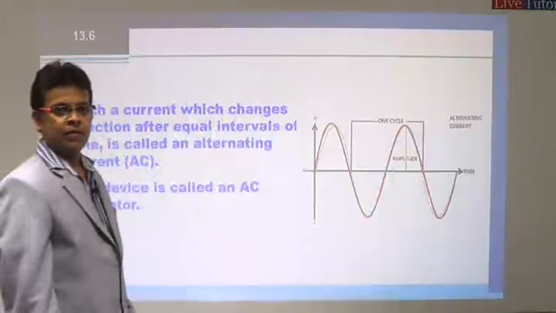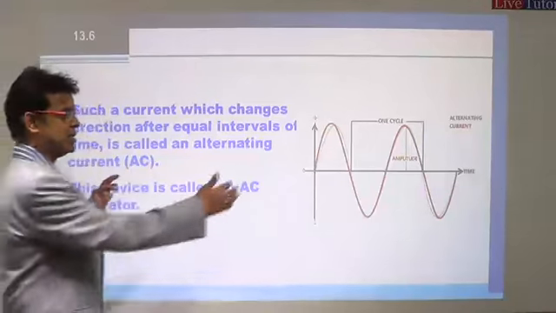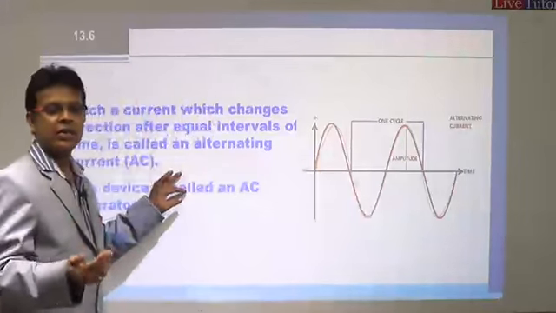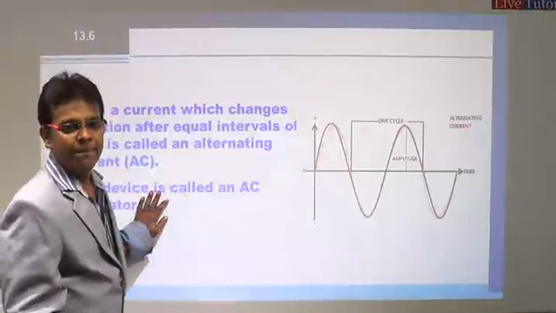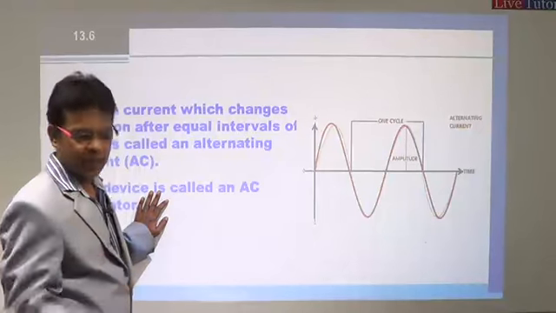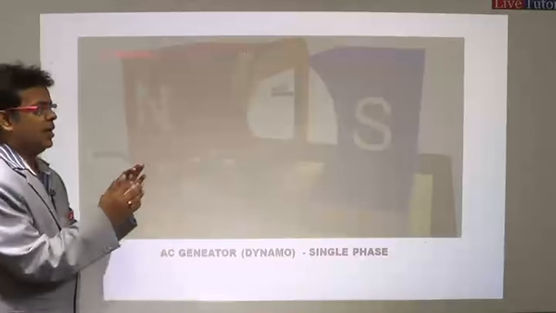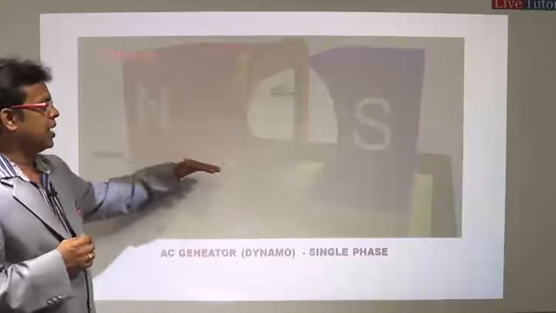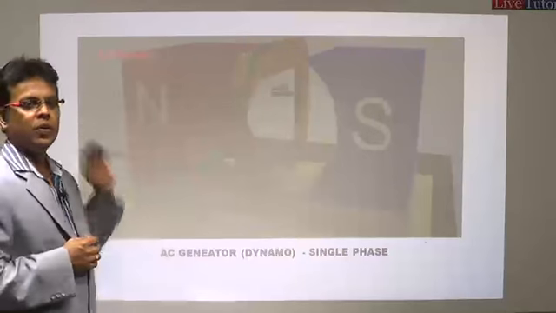So this device is called the AC generator because it is generating alternating current, a current which changes direction after equal intervals of time, or periodically. If the direction of the current changes periodically, that current is called an alternating current. Now I will show you a video which will help you understand how the AC current is created when the coil is rotated between the powerful poles of the magnet.